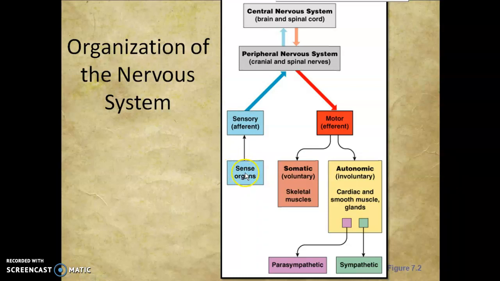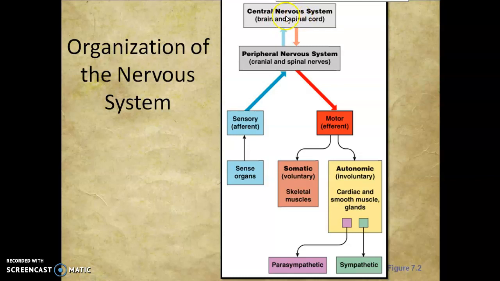So we've got sense organs like ear, nose, eyes, like with your sense of vision, sense of touch. All of those things would fall under the sense organs. Those sense organs pick up messages, send it through the afferent, taking that signal away from the stimulus, through the peripheral nervous system, up into the central nervous system, up into that brain where integration takes place.